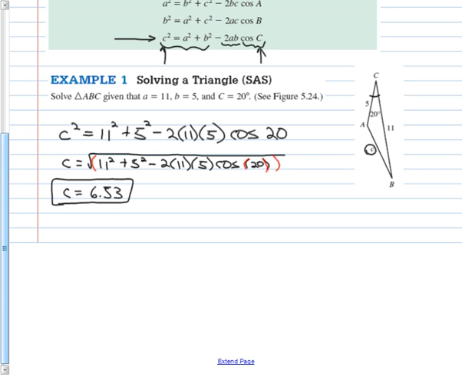6.53. Now if I want to solve, I have a pair. You could continue with the law of cosines. I'm going to flip back to the law of sines because it's a little bit faster. So I can now say the sine of 20 degrees over my 6.53. And here's where I don't want to round off too soon because we get rounding error compared to the book. Equals sine of, well, I don't know an angle, let's say across from A. Sine of A over 11.